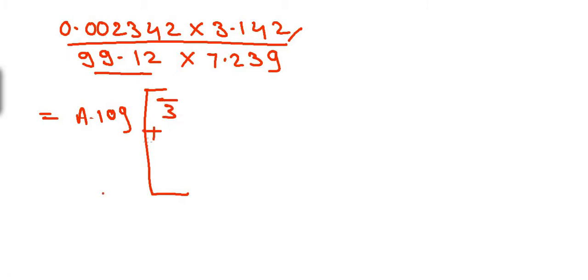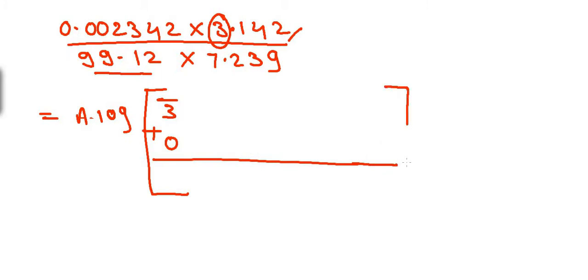Now the characteristic of 3.142: the number is greater than 1, there is only 1 digit to the left of decimal, subtract 1 from it. So 0 is the characteristic of 3.142. Now let us perform the multiplication in the denominator as well. Add the logs of numbers in the denominator. Now 99.12, there are two digits to the left of the decimal. Subtract 1 from it. So 1 is the characteristic. 7.239, the characteristic is 0. Now let us find the log. That is, let us find the mantissa now.